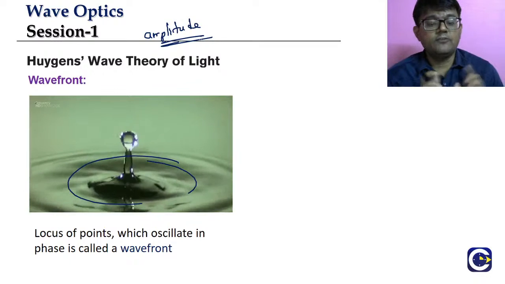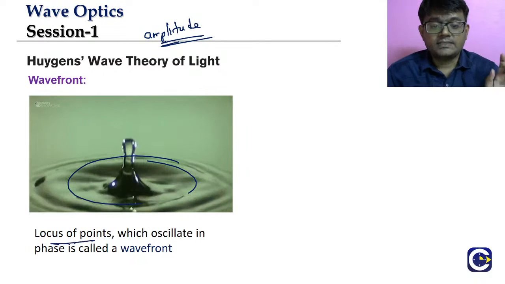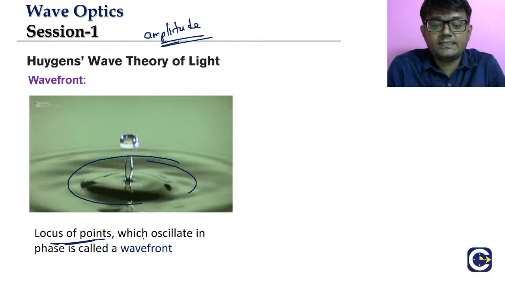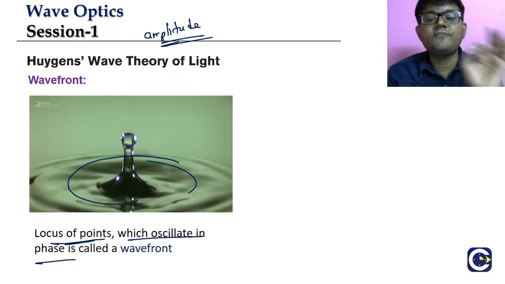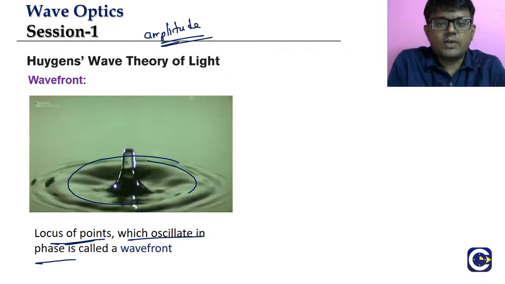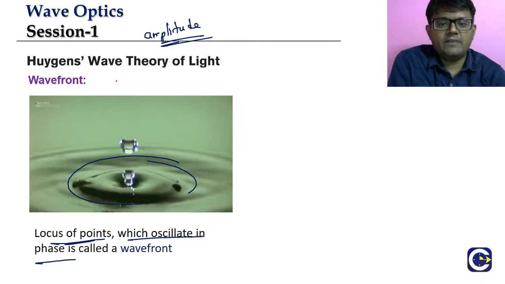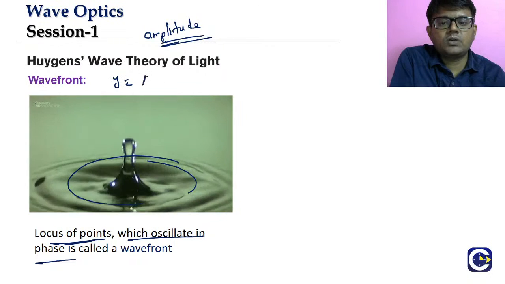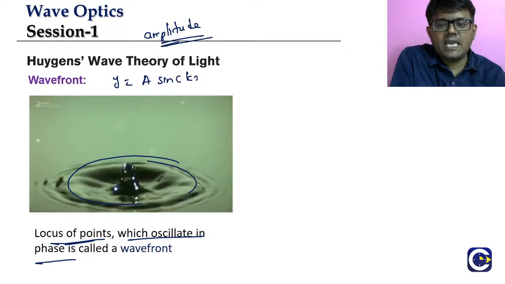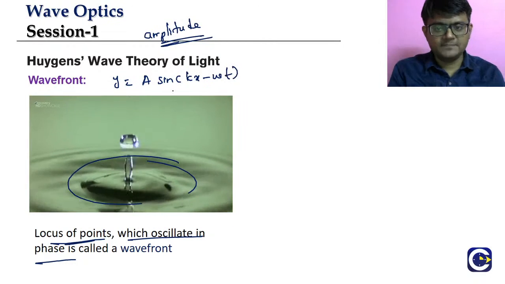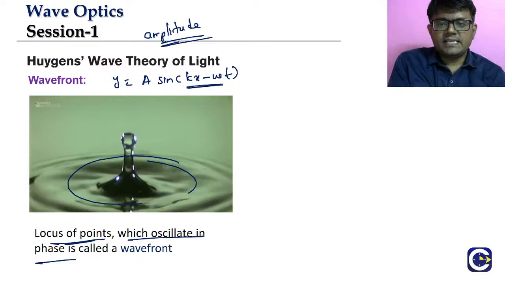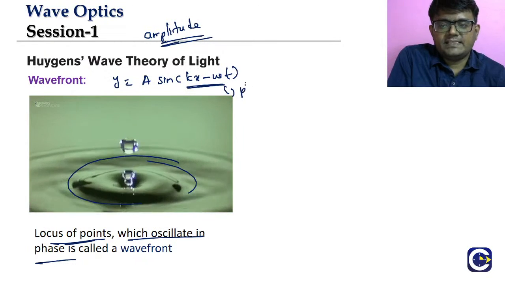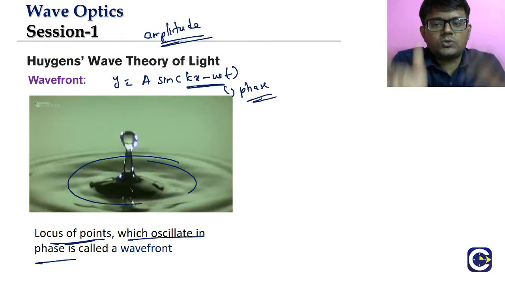So what is the wavefront? It is nothing but a locus. Like in mathematics we use the word locus, right? The wavefront is the locus of points which oscillate in phase. If you look at a propagating wave, we can write the equation as y equals a sin(kx minus omega t). The term inside this sine function is what we refer to as the phase, isn't it? That is the total phase.